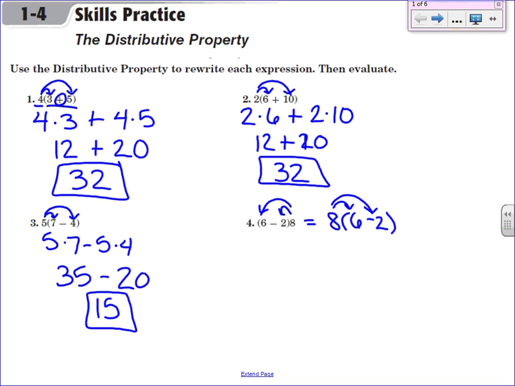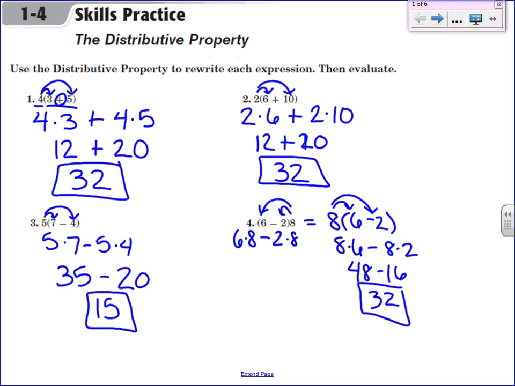So we'd have 8 times 6 is 48. And 8 times 2 is 16. So we end up with 32. And then this way we would have 6 times 8 minus 2 times 8. Again, we'd have 48 minus 16 and 32. It does not matter if you keep it this way or rewrite it this way. Doesn't matter.